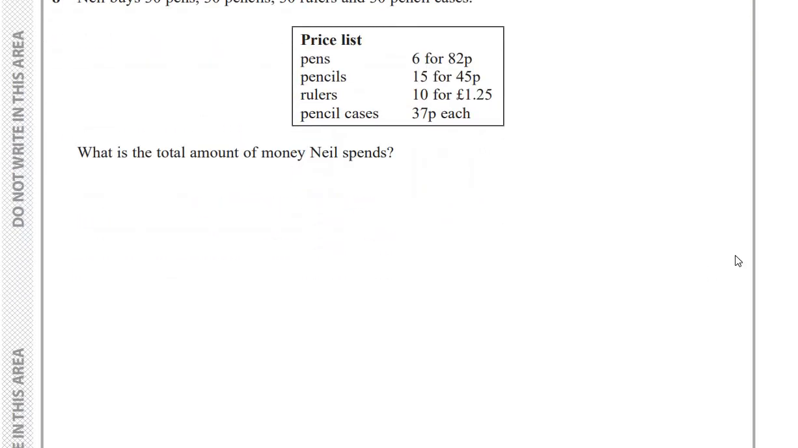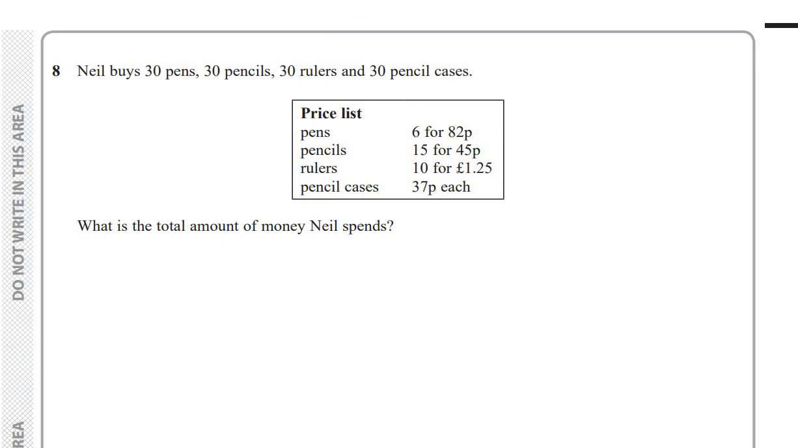Here we need to calculate the total amount of money Neil spends. Okay, so he is going to buy 30 pens. Now the price of pens says 6 for 82p. So because he's buying 30 pens, that means he needs 5 sets of pens, so he needs to take 5 times that.